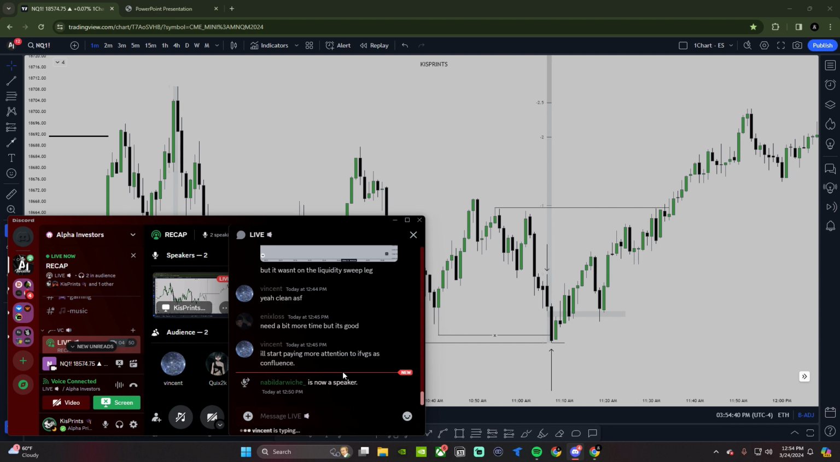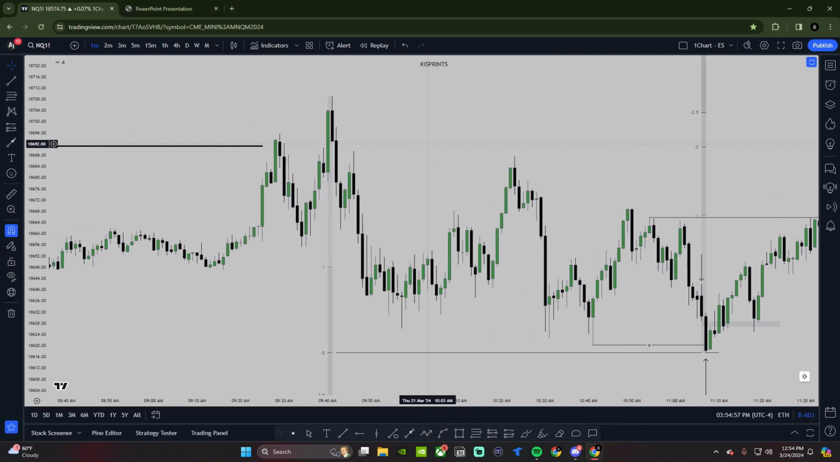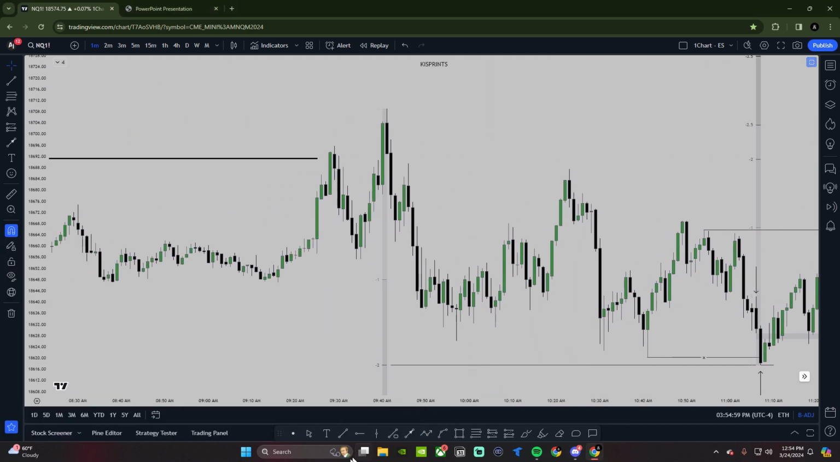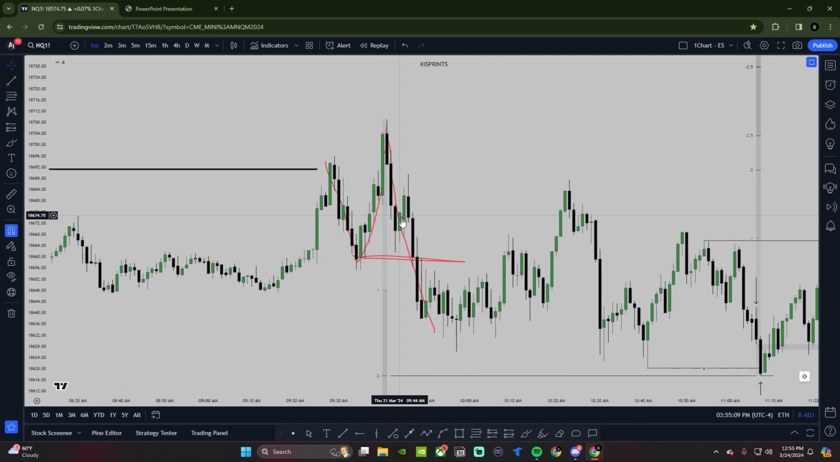Hell yeah, bro. I first started using them as confluence because I used to trade breakers, and within every single breaker block, there's going to be an IFEG. Then I started actually using the IFEG, and I started catching better fills. If we look at only breakers, this right here is a breaker, and we would only enter off of the close below. But within the breaker, there's going to be an IFEG.